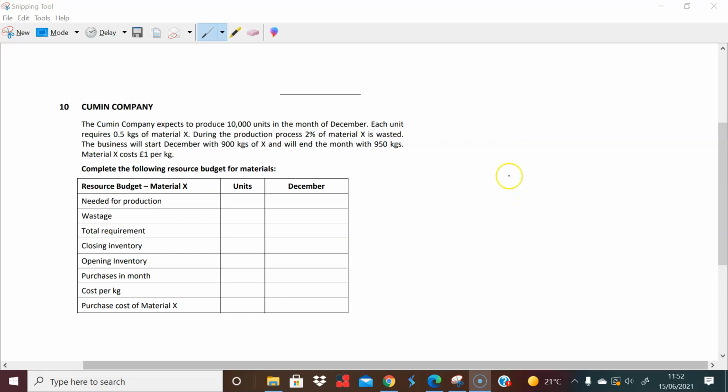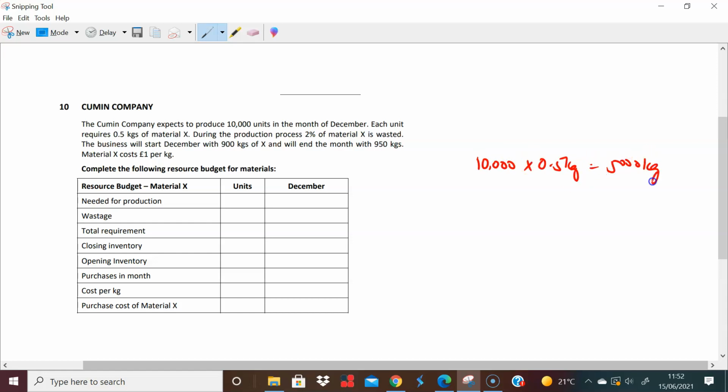So let's jump in. This is the first task where you have to deal with this question of wastage. Let's see what the story is. It says the Cumin company expects to produce 10,000 units in the month of December, and each unit requires 0.5 kilograms. So in effect, we need 10,000 units times 0.5 kilograms, which means you need 5,000 kilograms perfectly.